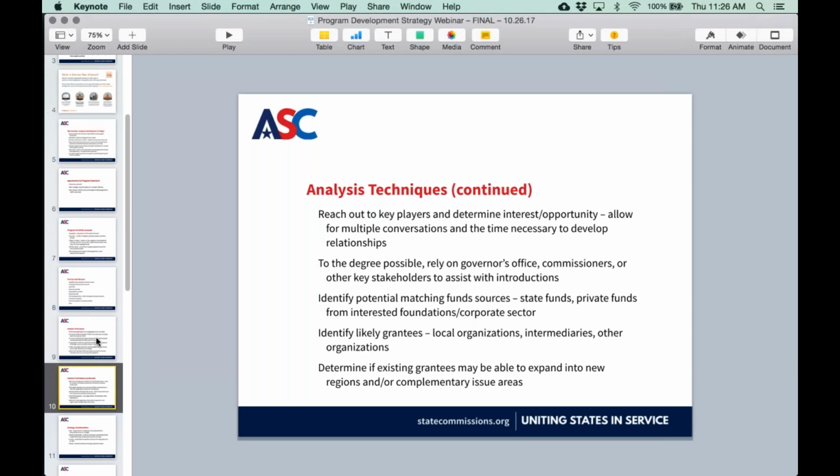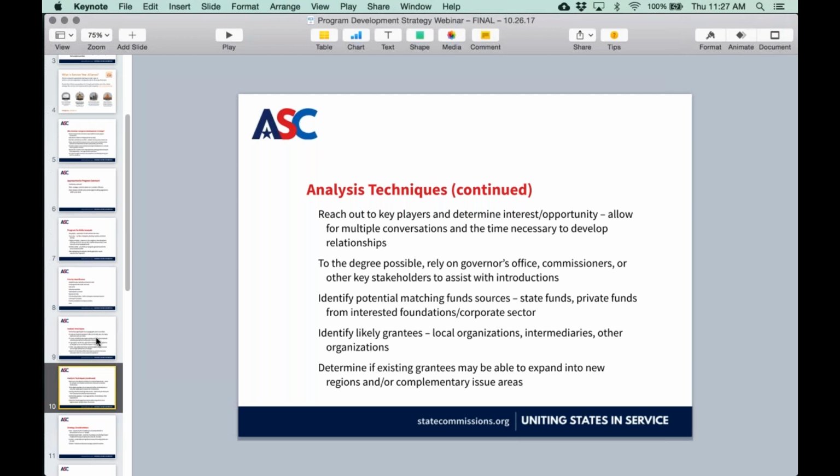A few more things for you to think about on analysis techniques is reaching out to the key players and determining the interest and opportunity there. I think this is very powerful. The deeper the relationships you can develop, the better, but certainly recognize that, as we all know, AmeriCorps is not easy. It's complicated, especially if you are not familiar with National Service. So make sure you're allotting yourself enough time for those conversations and for people to really understand the opportunity you're presenting to them via National Service. Allow that time and understand that multiple conversations may be necessary.